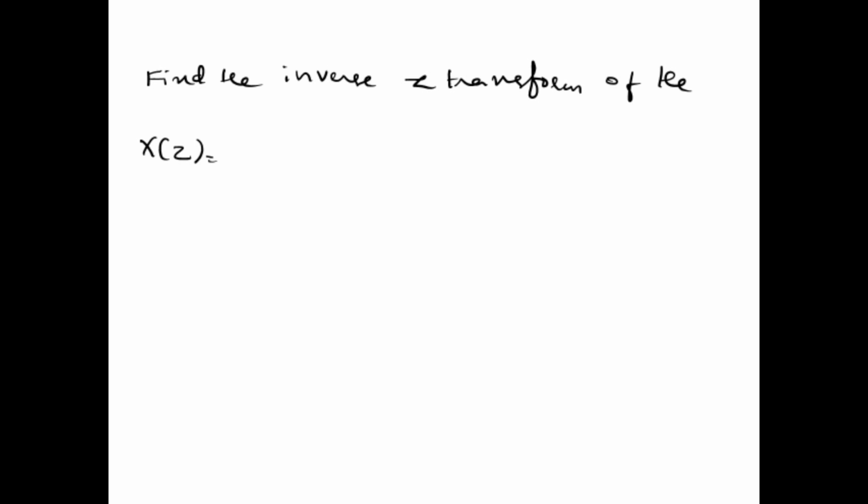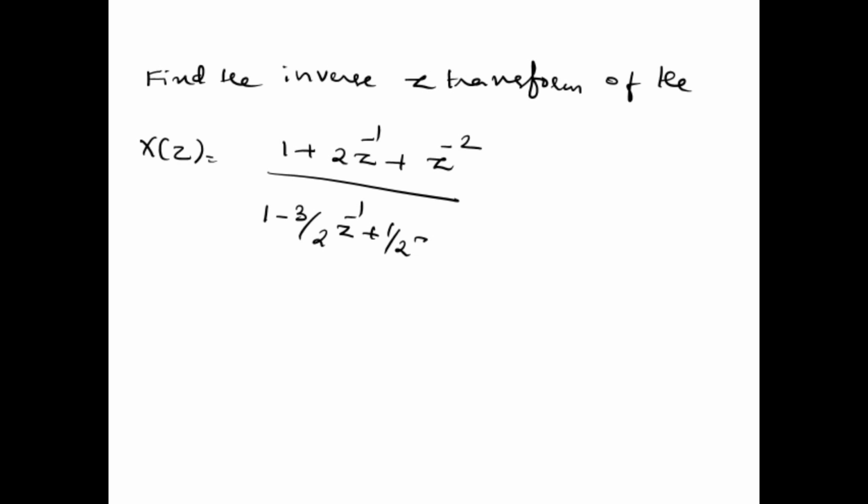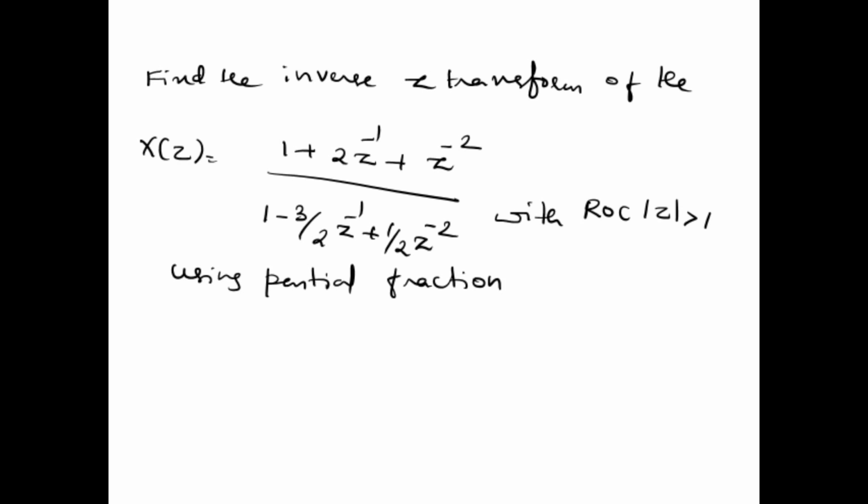Next problem, find the inverse Z transform of the signal x of z is equal to 1 plus 2 z inverse plus z to the power minus 2 divided by 1 minus 3 by 2 z inverse plus half z to the power minus 2 with ROC mod z is greater than 1 using partial fraction expansion method.